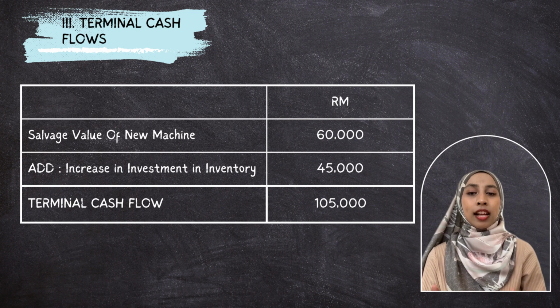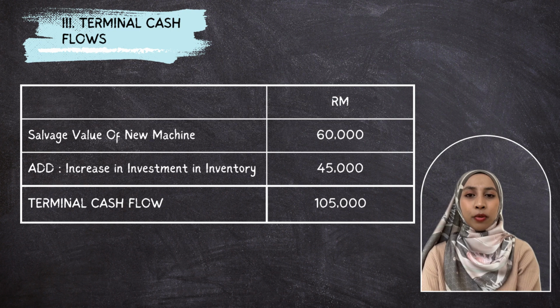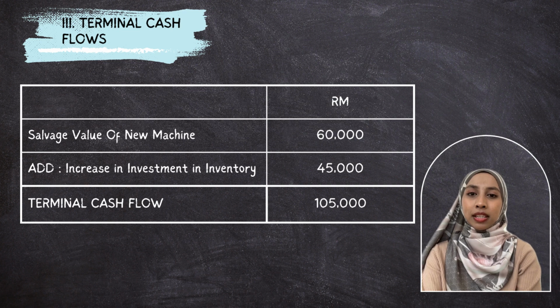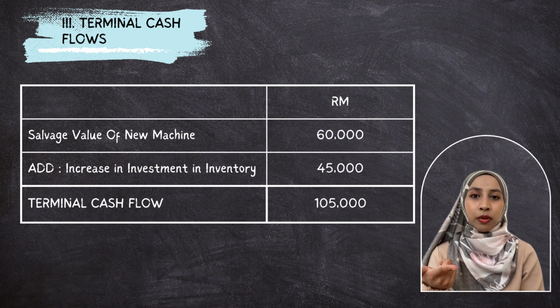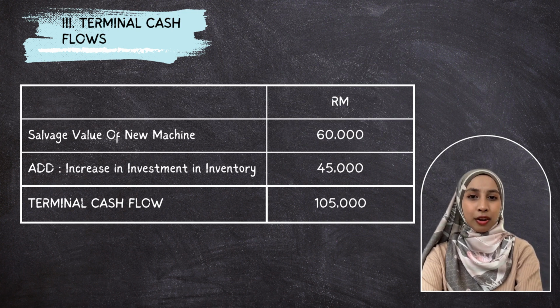In this case, salvage value of the new machine is Rm 60,000, adding back working capital of Rm 45,000, the total terminal cash inflow you will get is Rm 1,500. In conclusion, investment appraisal is critical for determining the financial viability of a project. By analyzing the initial outlay, differential cash flow, and terminal cash flow, we can make informed decisions. That's all from me, and thank you for listening on how to answer the question for part A.